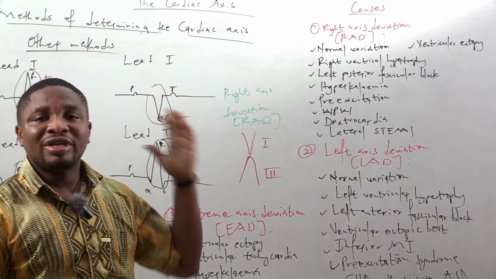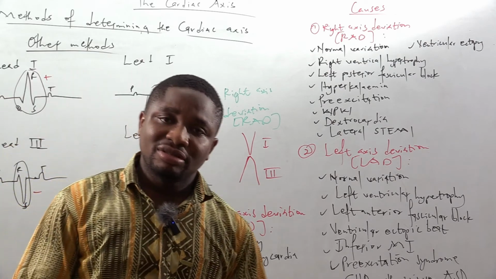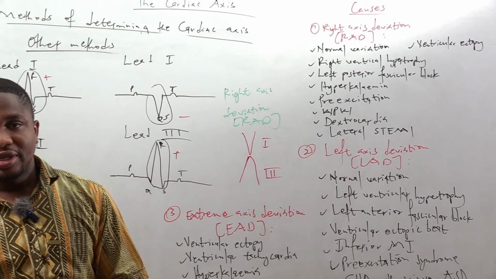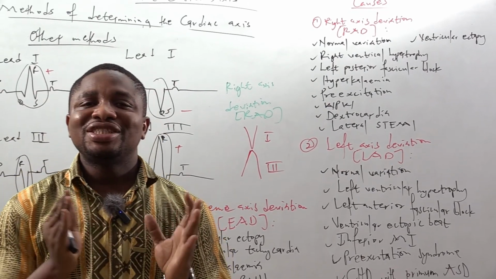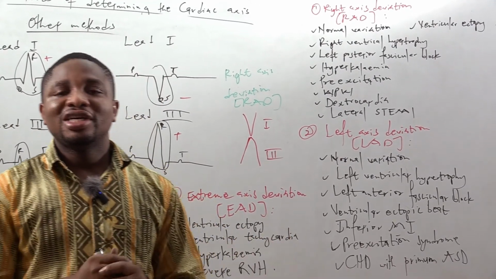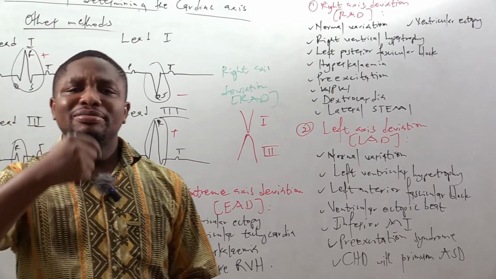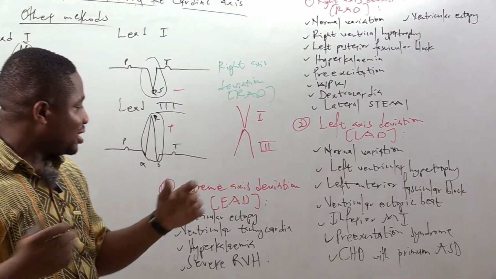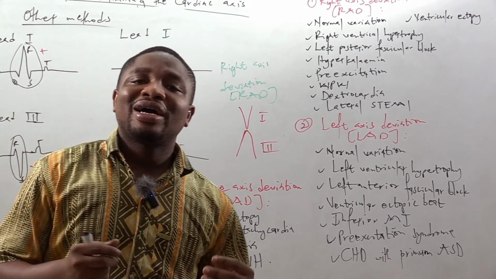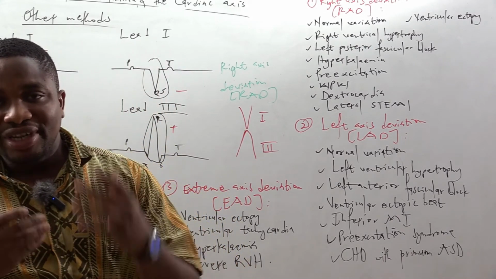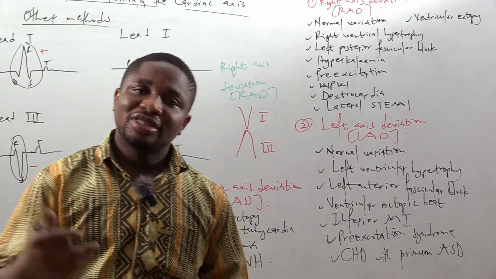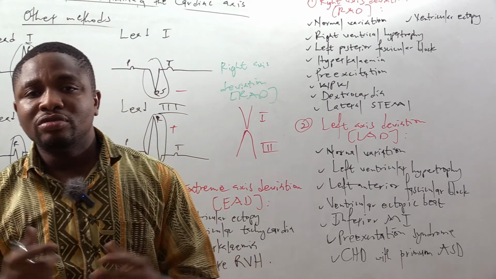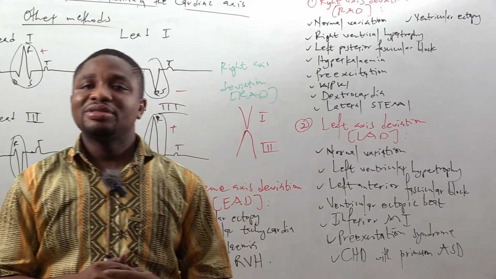Then we move to the causes of the left axis deviation. Again, normal variation. You can think of left ventricular hypertrophy, and you can also think of a left anterior fascicular block. We can also think of a left bundle branch block. Then we can also think of ventricular ectopy, inferior myocardial infarction, pre-excitation syndromes, and also congenital heart disease with pulmonary atrial septal defect.